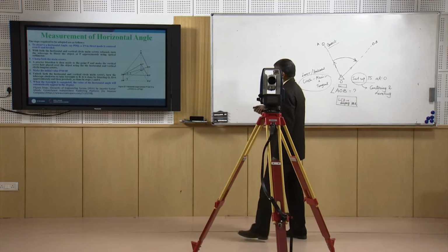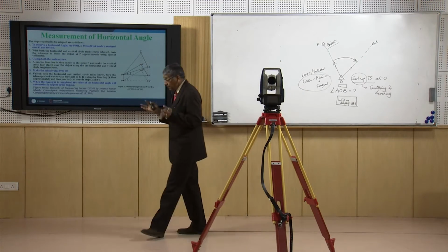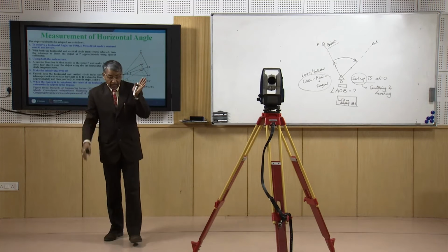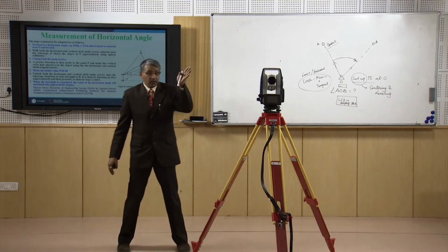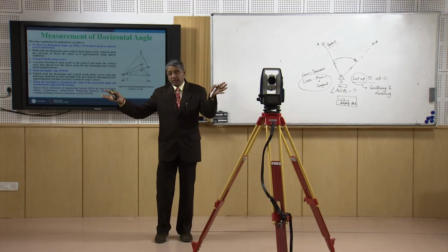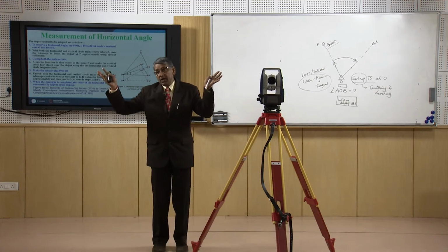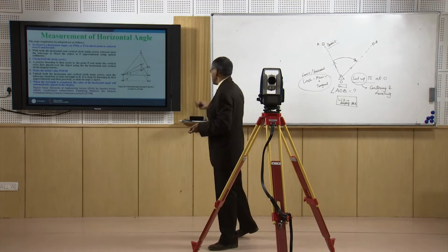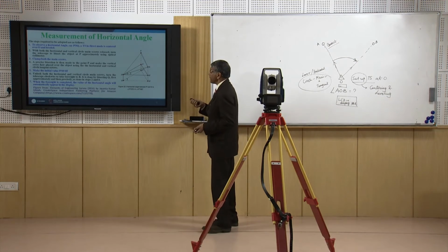So in taking the horizontal angle between two objects, we should take the back side to the left object, and we should take the foreside to the right object. So that is another point we should note down.